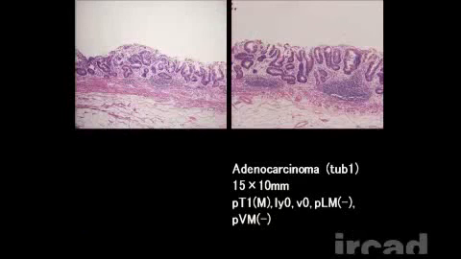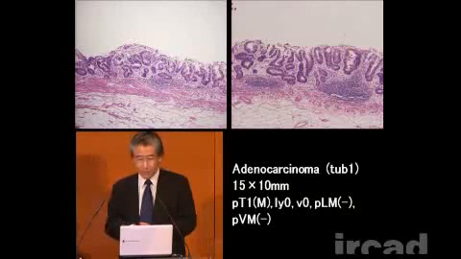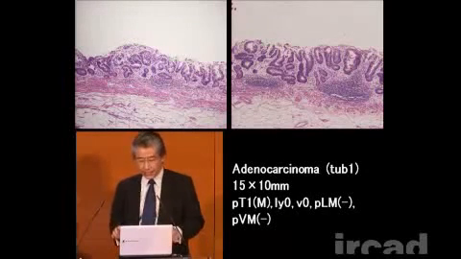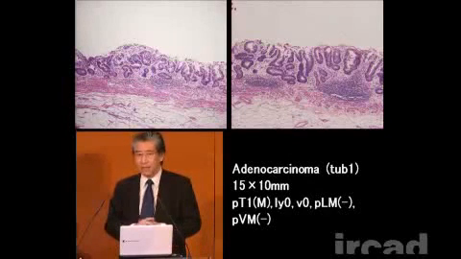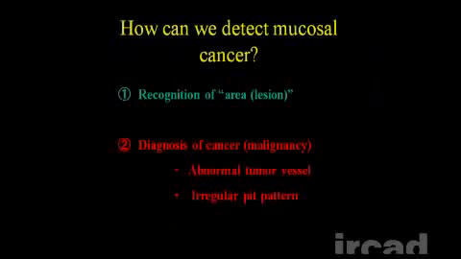So no invasion at this moment, but this is a precancerous region in Western criteria. Western criteria is that the invasion is a key point to identify the carcinoma. So in the Vienna classification, this region is intra-mucosal neoplasia. Okay. So we can make a diagnosis of malignancy with abnormal tumor vessels and irregular pit pattern. Irregular pit pattern means irregular glandular surface.